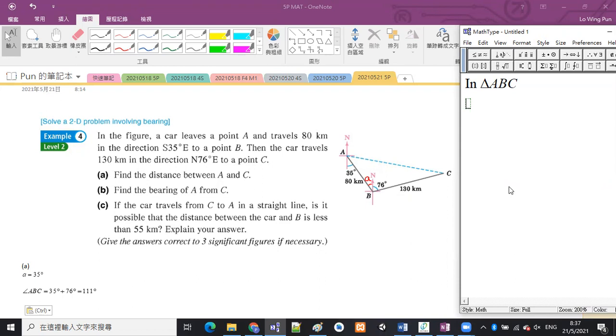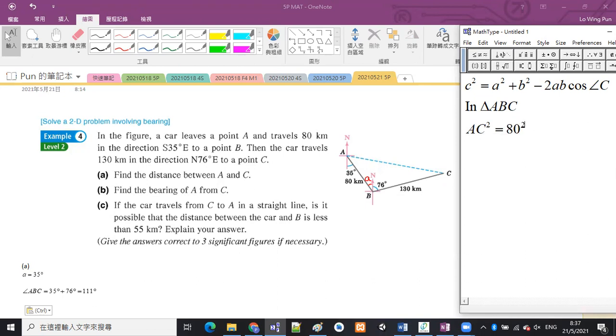Get this? Okay. So let me just write down the cosine formula here first. Cosine formula is like this: c square is equal to a square plus b square minus 2ab cosine angle c. In this case, the small letter c will be AC. That is the length we want to find. And then A and B will be 80 and 130.